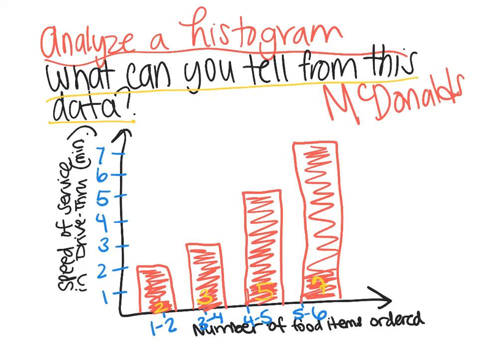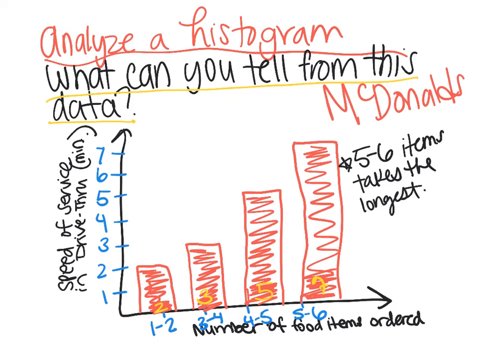So now we can answer this question. What can you tell from this data? If we're asked to analyze this histogram, what could we tell? Well, we could say that just by looking at the bars, 5 to 6 items takes the longest. We could say that 1 to 2 items takes the least amount of time. So we've been talking about greatest value and least value a lot.